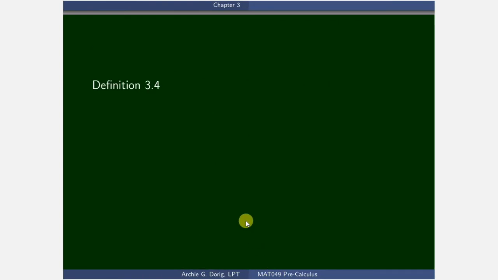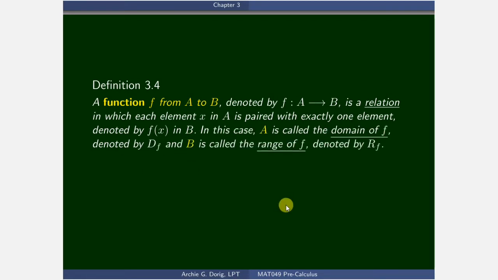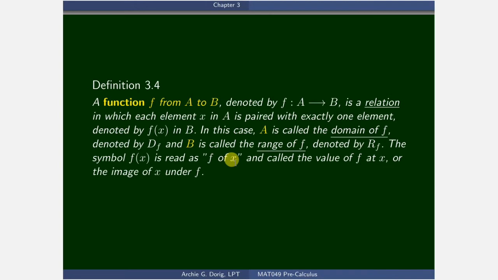Another definition: a function f from A to B, denoted by f such that A maps to B, is a relation in which each element x in A is paired with exactly one element, denoted by f of x, in B. In this case, A is the domain of f, denoted by D sub f, and B is called the range of f, denoted by R sub f. The symbol is read as f of x and called the value of f at x, or the image of x under f.